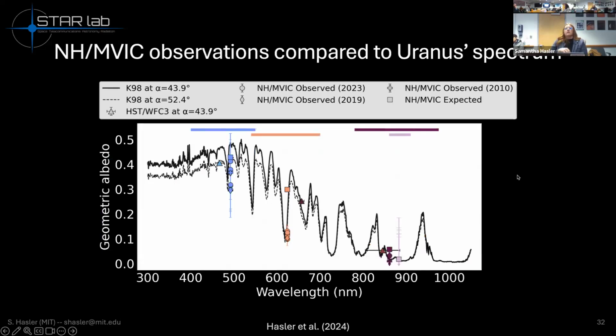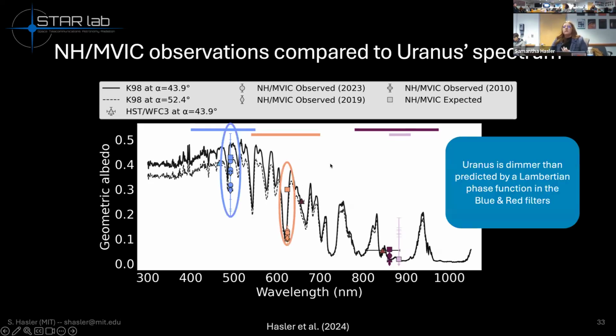So here I'm showing you the empirically measured spectrum from the ground. This is from Prakash 1998, and it has been scaled by that Lambertian phase curve. And so we have the 2023 observations would follow this dark line, and then our additional scan for 2019, I believe, is the 52.4 degrees, is the dashed line. We also have the Hubble photometry that's been scaled here. That is the triangles on the plot. And then we have some what we expected to see from New Horizons with the squares.